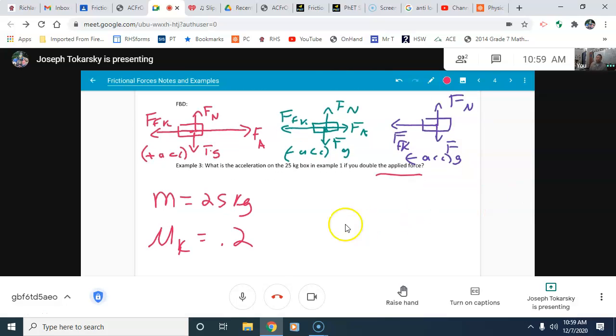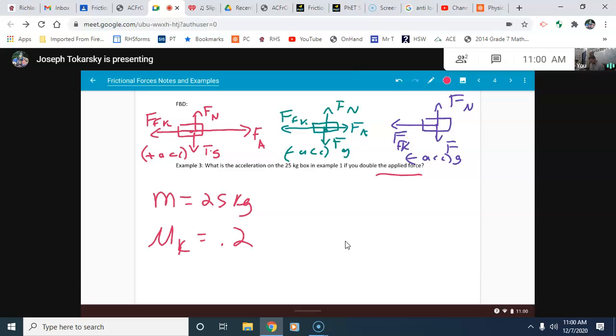So let's just back up. This example says 25 kilograms is the mass from example 1. And like I just said, we could use the same mu value from that example, 0.2, because that's solely dependent on the types of surfaces in contact. Even if I double the applied force, that will not change that. Okay? So moving along, I doubled the applied force.